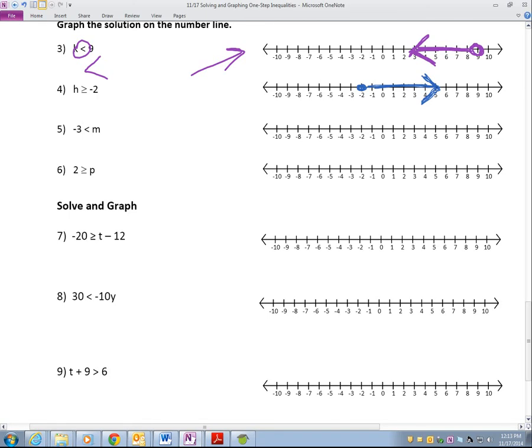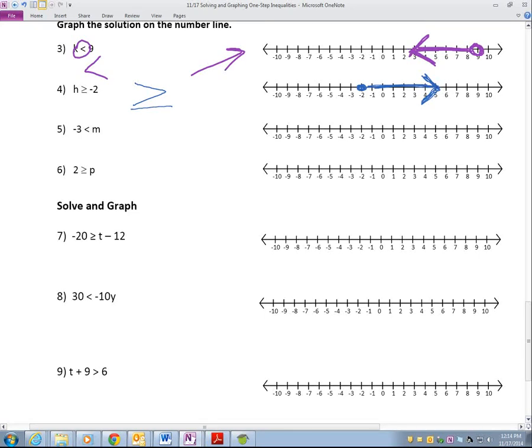Why is it, I don't see how it's filled in on number 4. Because the symbol is greater than or equal to. Yep. So that means that it can include that 1 or anything greater. Okay. Good. See, now your brain is starting to comprehend a little bit more. You're seeing more of what we're doing.